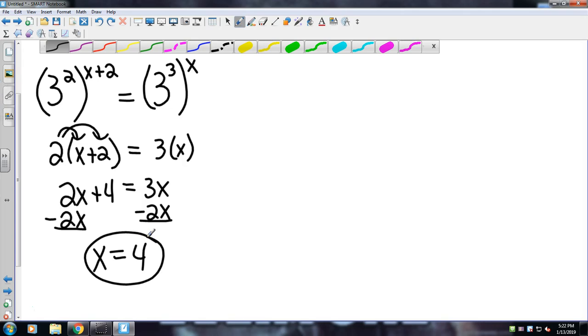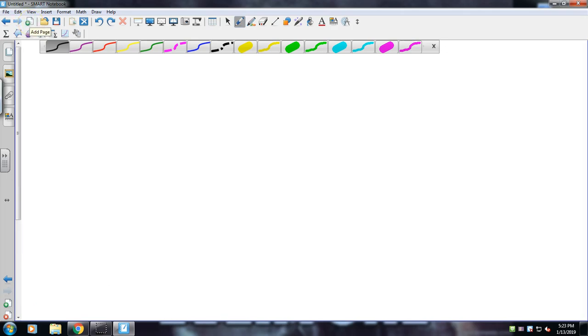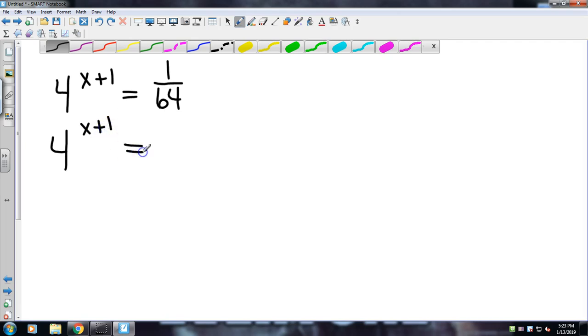So now I want to take one that's got a fraction in it, and let's go with 4 to the x plus 1 equals 1 over 64. Now, I know 64 is a power of 4. 4 times 4 is 16. 16 times 4 gives me 64. So I'm going to rewrite everything that I know right now. I'm going to leave this as 4 to the x plus 1. And over here, instead of having 1 over 64, I'm going to have 1 over 4 to the third power.